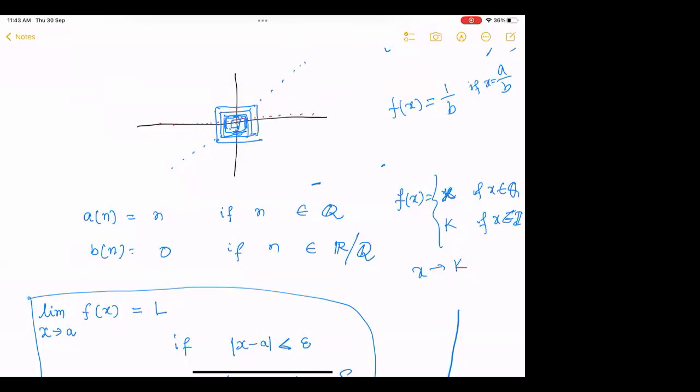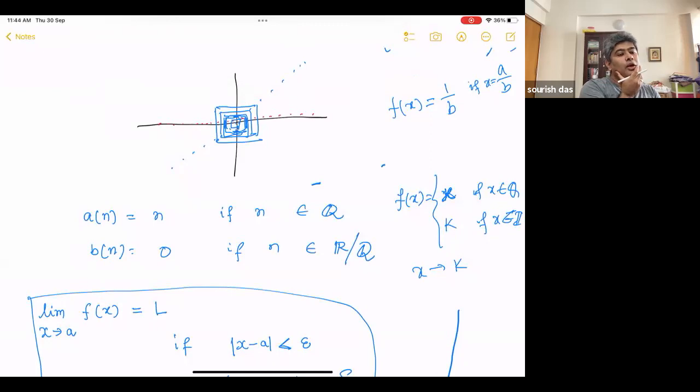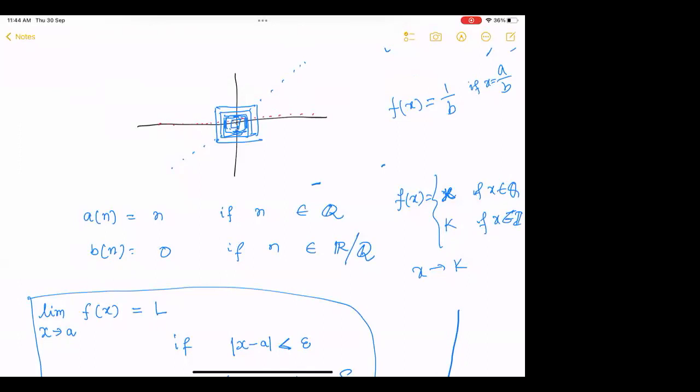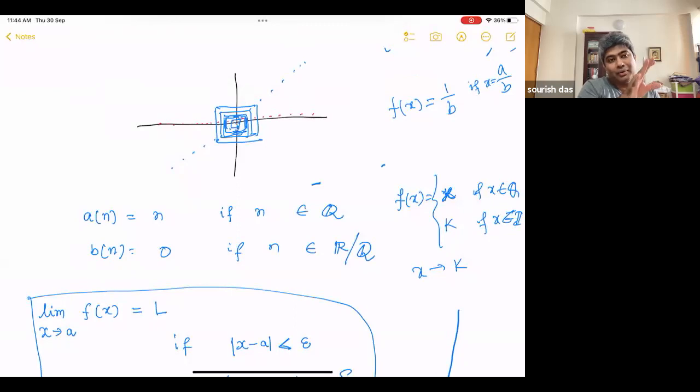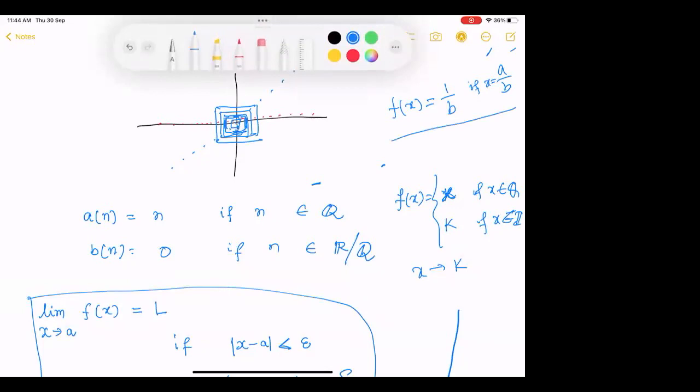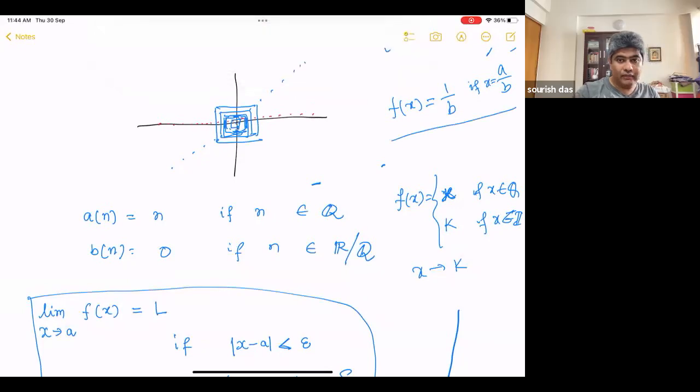Is this function continuous at x equal to 0 then? Probably not. I have to check it out. Probably not, because at 1 by 0 it is undefined, right? So we have to be very careful. How are you defining your function at 0? I don't know. I have to think about it. I just can't say whether it is true or not.